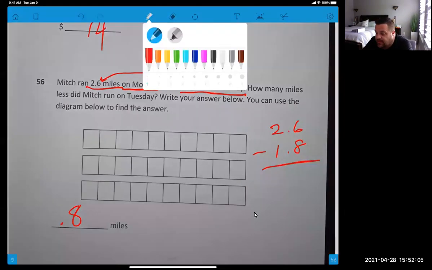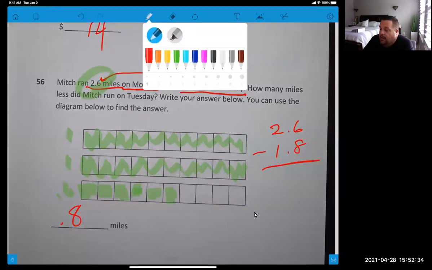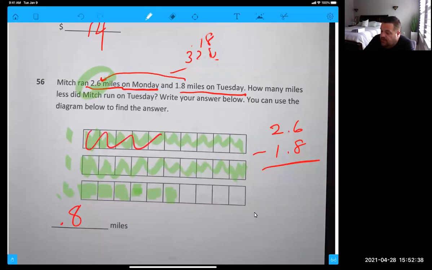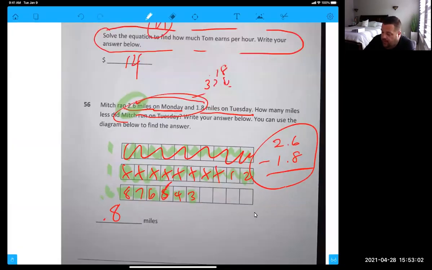When they say use this chart, if they give you the chart and you don't want to do math, watch how easy this is. Each one of these is one, right? So if I color in all this, that's 1, 2, 3, 4, 5, 6. So this is 1 and 1 and 0.6. That equals this 2.6, right? Now you're going to take away 1.8. Well, take away all that is 1. And now take away 1, 2, 3, 4, 5, 6, 7, 8. So whatever's left would be my answer. That looks like an 8. So if you want to use the picture and not do the math, or you can just use your head and count up, or you can use an equation, whatever it takes to get the right answer. All right, let's keep going.